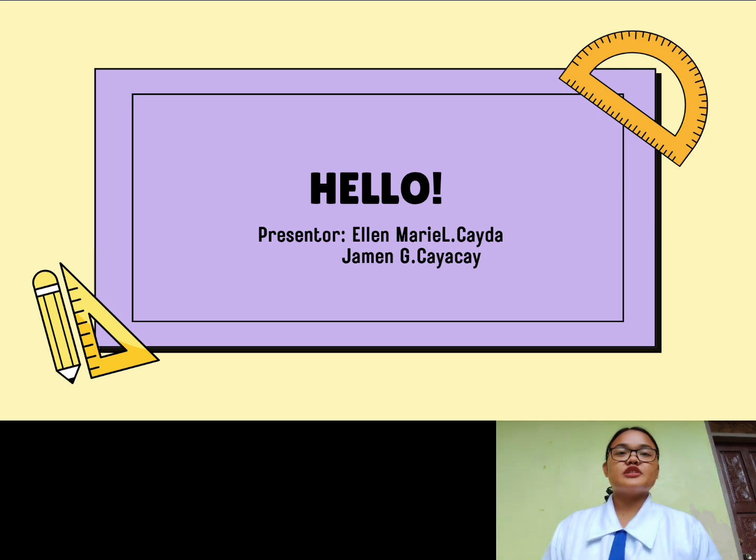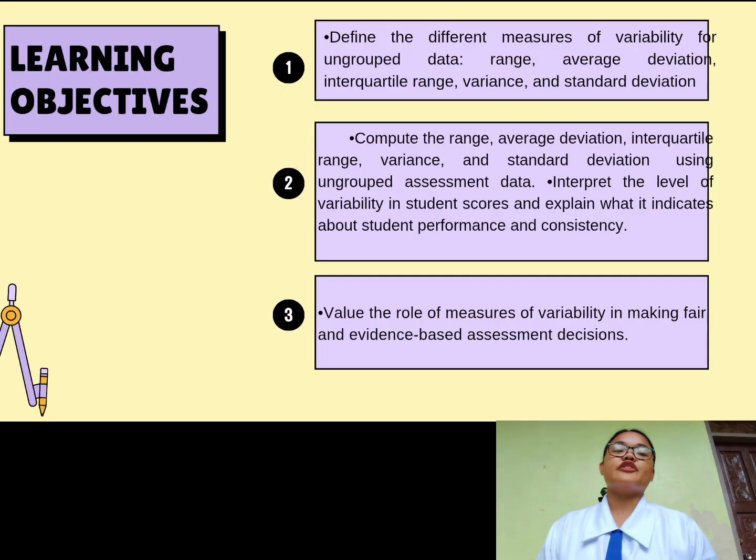Before we proceed to our discussion, let us have first the learning objectives. The first one is to define the different measures of variability for a group data, such as the range, the average deviation, the interquartile range, the variance, and the standard deviation.